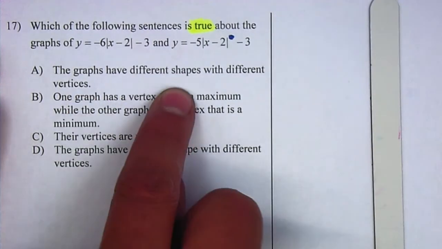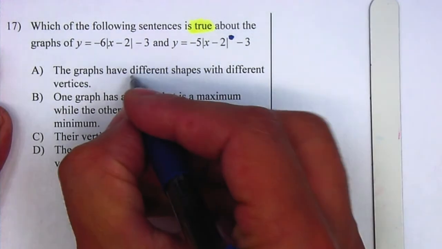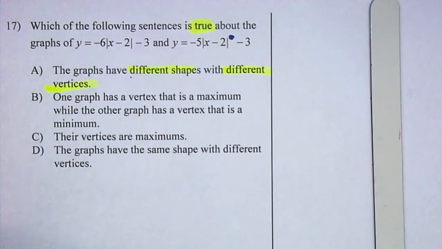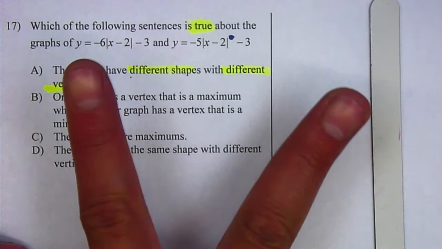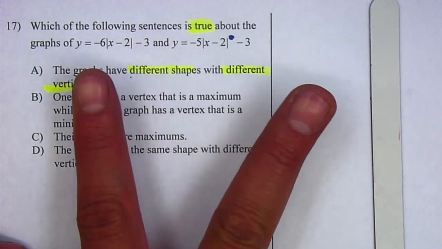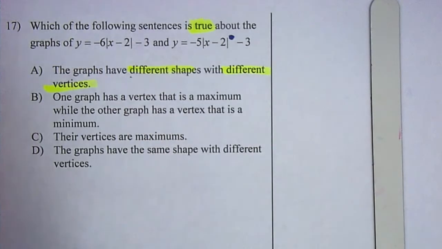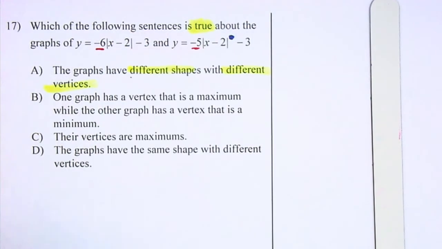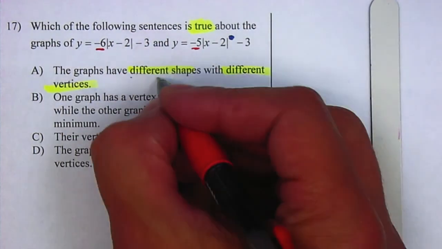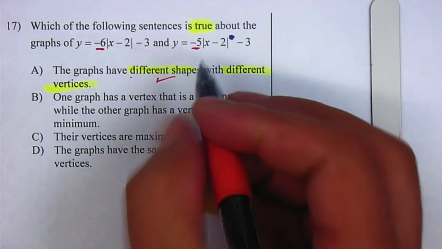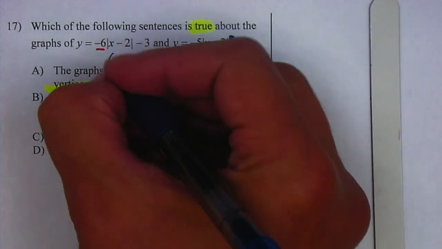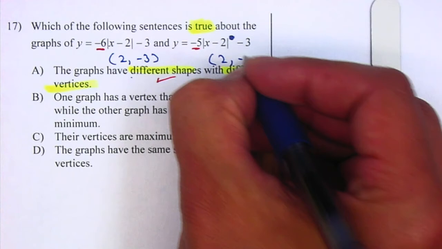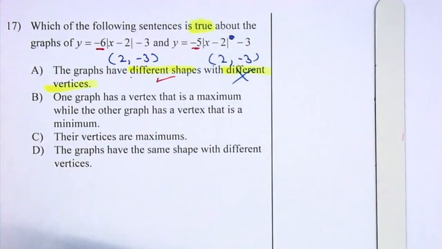It says the graphs have different shapes. So do they have different shapes and different vertices? Now, whenever they say shape, they're talking about whether it's wider or narrow. So is one of them wider than the other one? We're looking at the A value. A value will determine whether it's wider or narrow. They have different numbers, negative 6 and negative 5, so yes, they do have different shapes. Do they have different vertices? Let's check the vertex. Vertex for this one is 2, negative 3. Vertex for this one is positive 2, negative 3. So no, they have the same vertex.